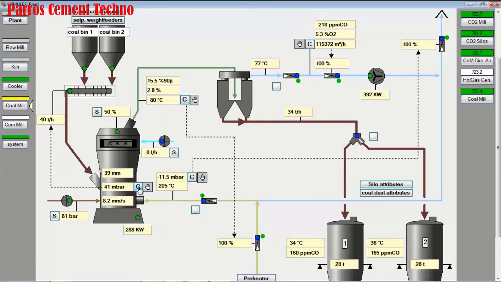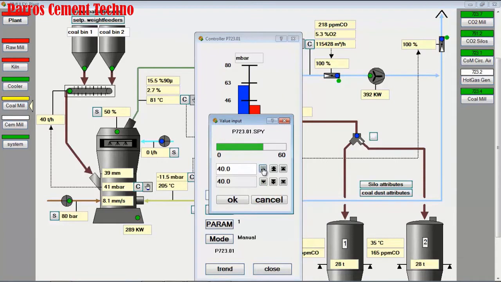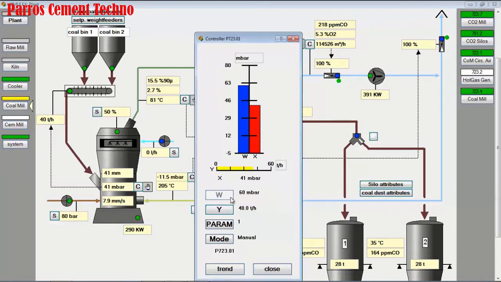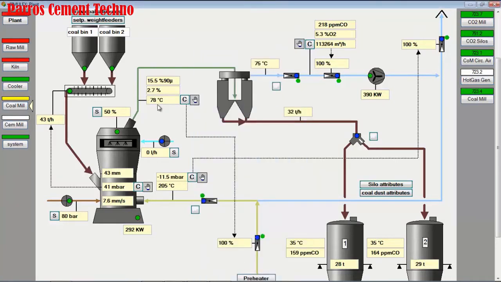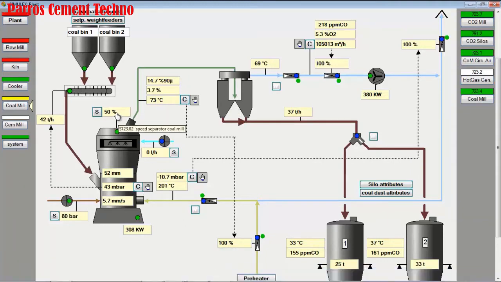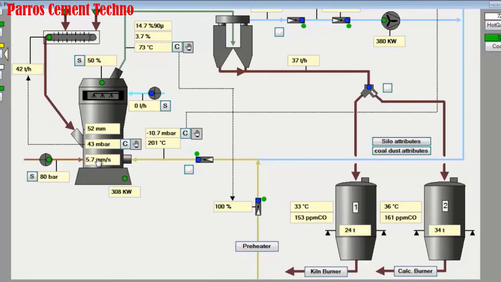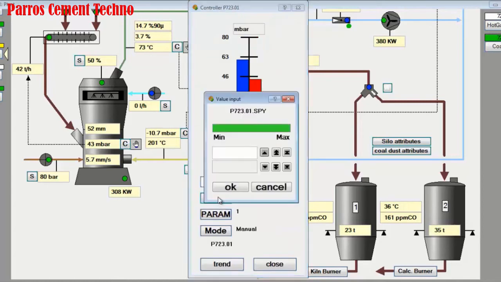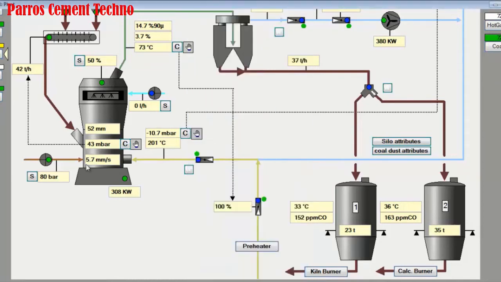The vibration is still above 7. The mill feed is 40 tons per hour. We increase the mill feed by about 2 tons per hour, so that the mill outlet temperature decreases and the vibration also decreases. We observe the process. The mill outlet temperature drops and the mill vibration also drops. Mill vibration is kept below 4 mm per second. We increase again 1 ton of mill feed, so that the vibration is lower than 4 mm per second.